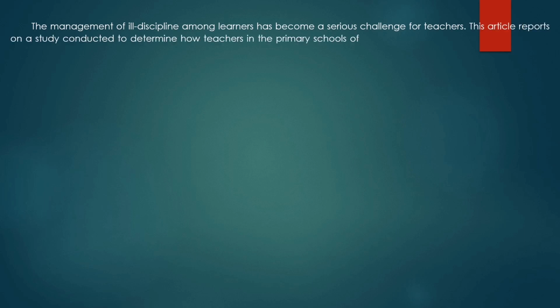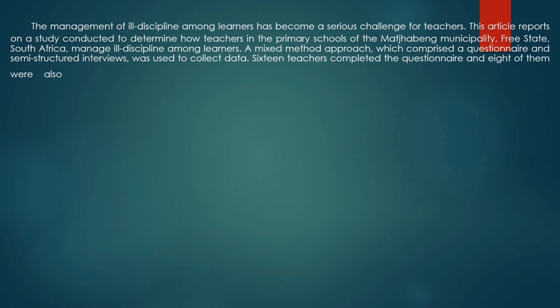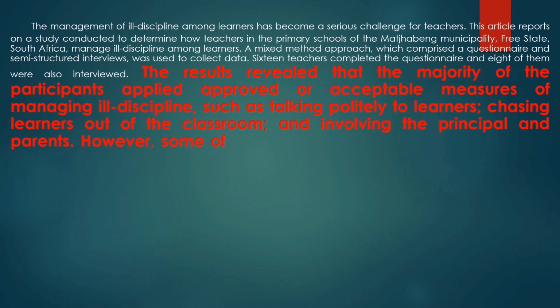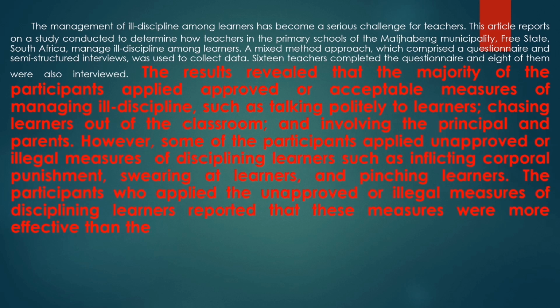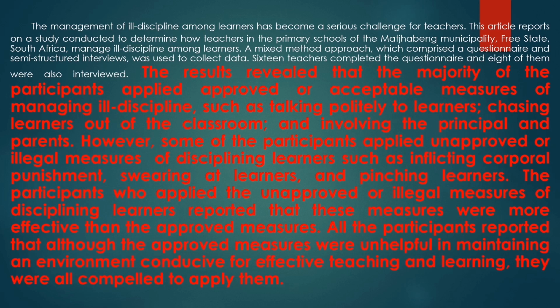Here is a sample findings or result. The results revealed that the majority of the participants applied approved or acceptable measures of managing ill discipline, such as talking politely to learners, chasing learners out of the classroom, and involving the principal and parents. However, some of the participants applied unapproved or illegal measures of disciplining learners, such as inflicting corporal punishment, swearing at the learners, and pinching learners. The participants who applied the unapproved or illegal measures reported that these measures were more effective than the approved measures. All the participants reported that although the approved measures were unhelpful in maintaining an environment conducive for effective teaching and learning, they were all compelled to apply them.